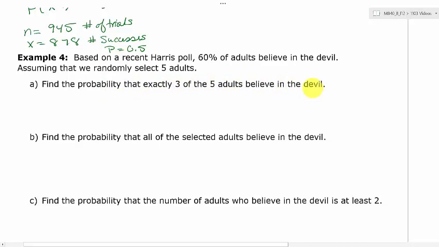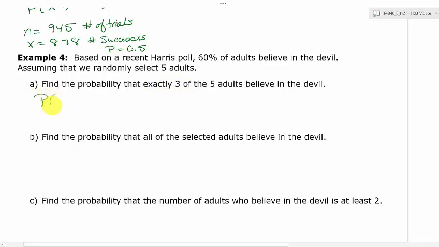So there is a binomial table, and if you can use the table, then that's totally fine to use the table if you're comfortable with that. Otherwise, you're always free to use your calculator as well. So I'll do it both ways. Sometimes you get a slightly different number doing it one way versus another. So find the probability that exactly 3 of 5 adults will believe in the devil.